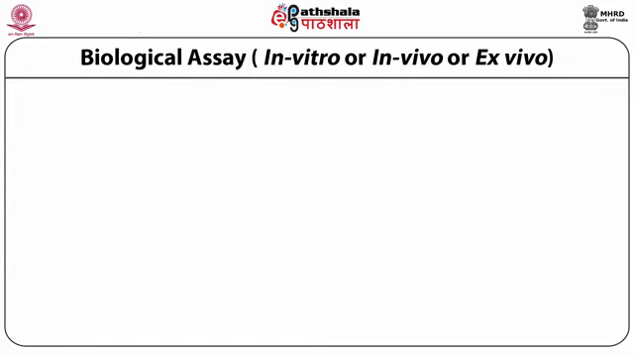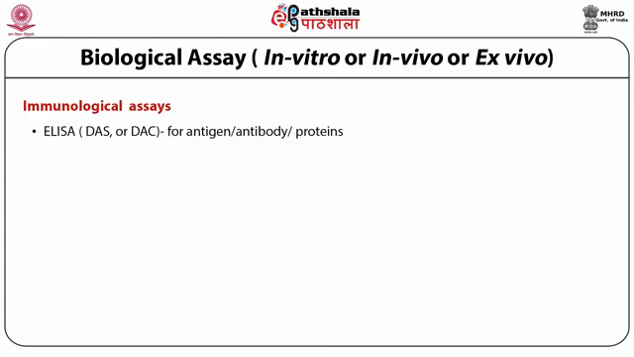Biological assay may be in vitro, in vivo, or ex vivo. Under in vitro, immunological assays are the most commonly used biological assays. The immunological assays include ELISA, which is of two types. One is double antibody sandwich, called DAS ELISA, and the other is DAC ELISA, that is direct antigen coating. The ELISA test is used for quantification of antigen, antibody, or any protein molecules.